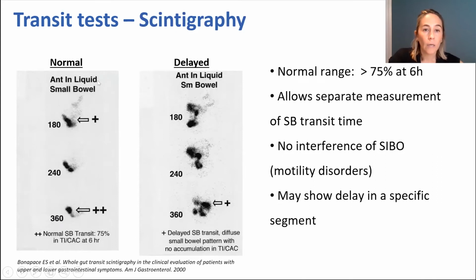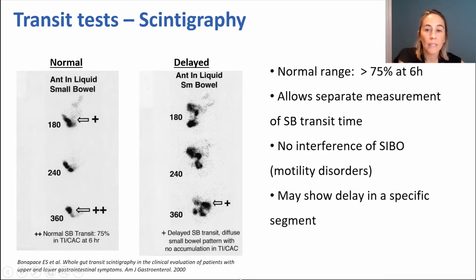Another test, which is not as widely available but may be very helpful to measure transit, is scintigraphy. Here on your left, you can see a picture of a normal small bowel scintigraphy at 6 hours, 360 minutes. Almost all, more than 75% of the marked meal should be in the cecum or the terminal ileum. And here on the right, you have a delayed case where, as you can see, at 6 hours, most of the meal is still in the small bowel.